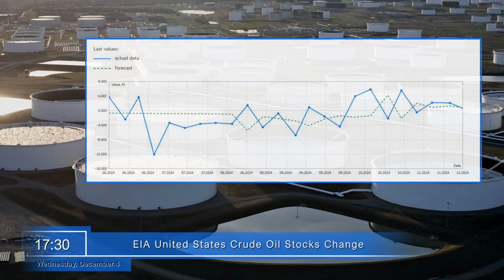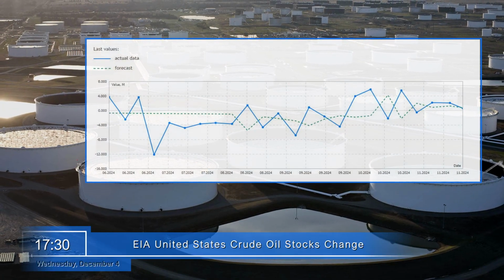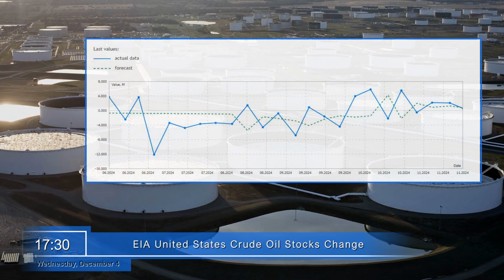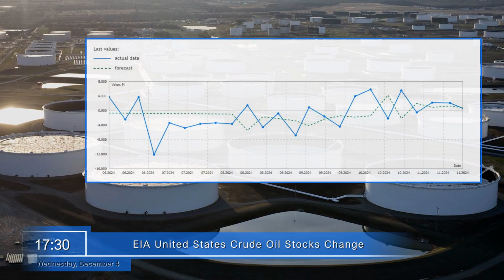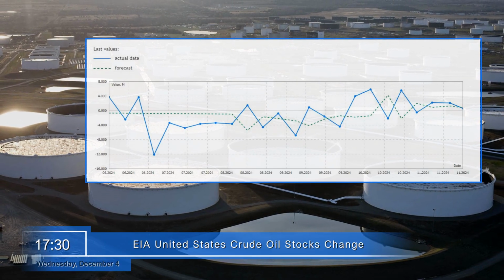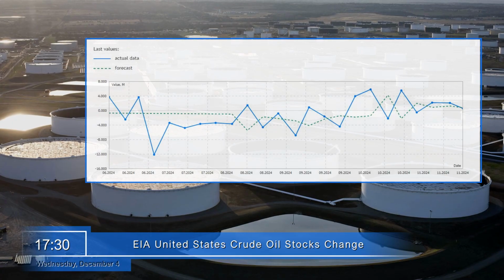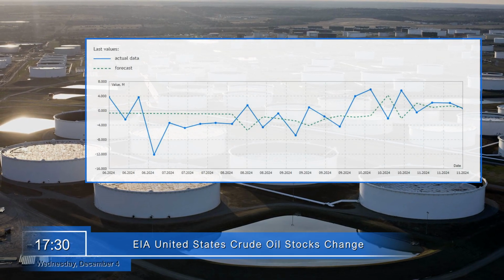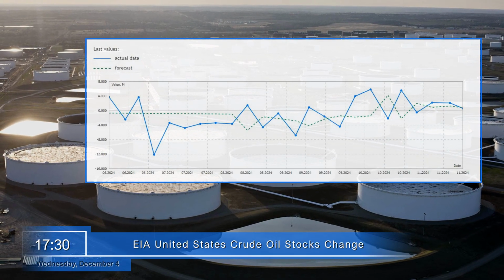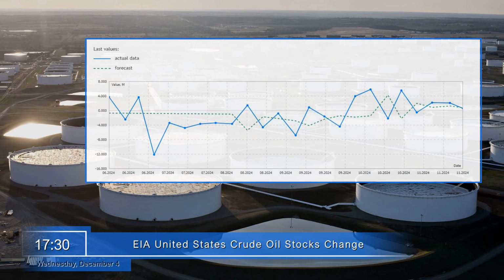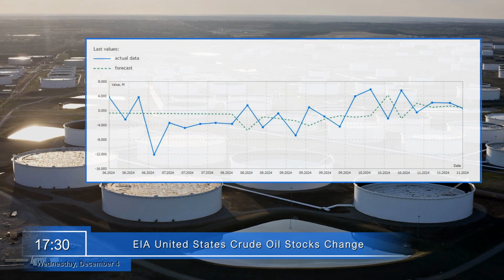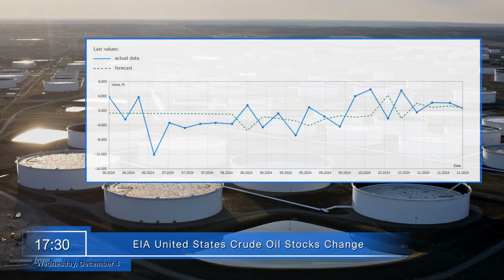At 17:30, the U.S. will be informed about the crude oil stocks change from the EIA. The report reflects the number of barrels of commercial unprocessed crude oil contained in the storage facilities of U.S. companies. The increase in the number of crude oil stocks in storage in the States indicates either a decrease in demand for raw materials or an increase in production. This has a negative impact on global oil prices.